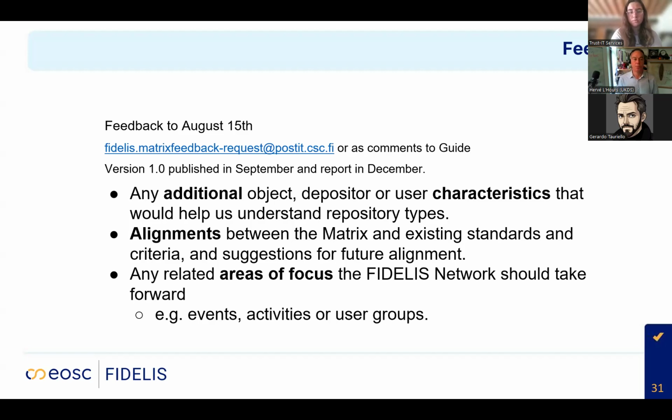And we're looking for alignments between the matrix and existing standards and criteria. Are you working or do you follow a particular set of standards or criteria? Should we be looking at other criteria to align with over time?